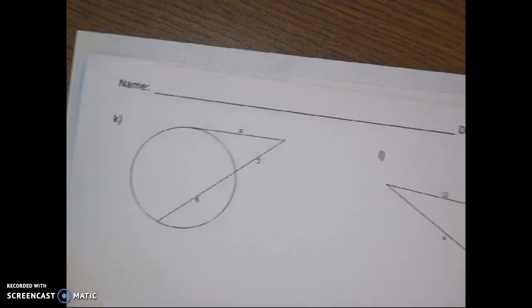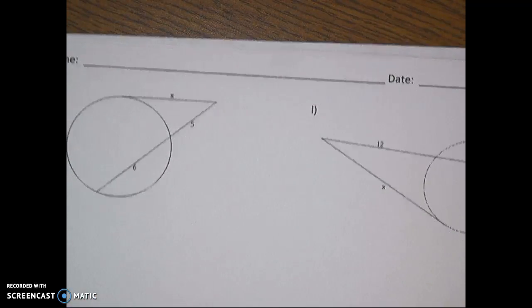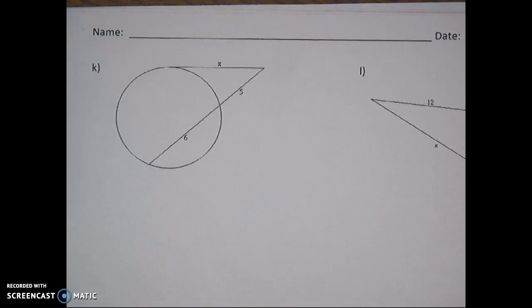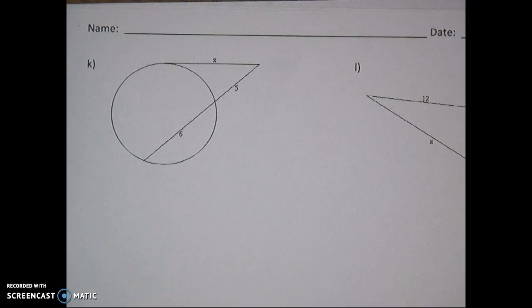Now turn over to the last page and I want you to try these two problems, K and L. These are the tangent and secant problems, which are the last rule that we went over.